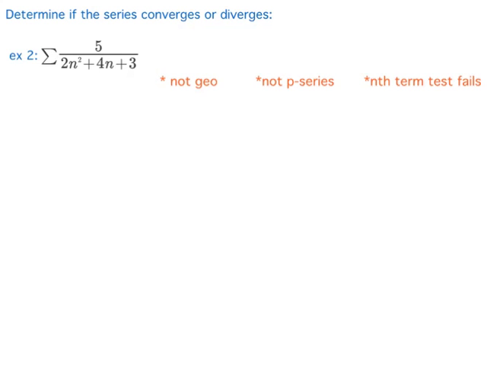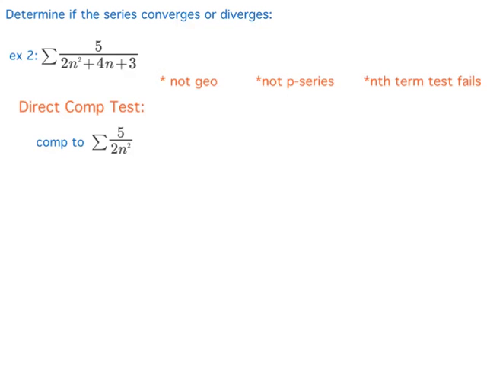Okay, so I'm going to try a direct comparison test. When you're trying to decide what to compare to, you just are going to do the key term from the numerator divided by the key term from the denominator. So the key term from the numerator, well, why don't you pause and think about what the key term over the key term would be, and then come back. Okay, so I'm going to compare it to the sum of the key term from the numerator would just be 5, and the key term from the denominator would be 2n squared.